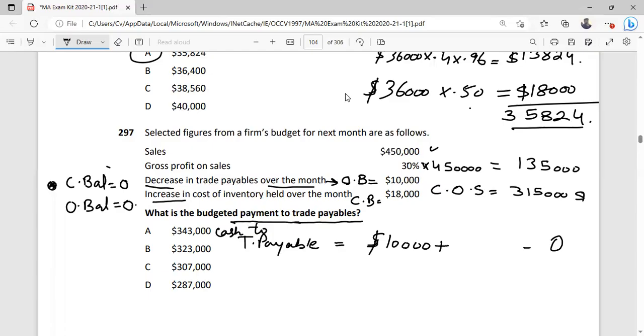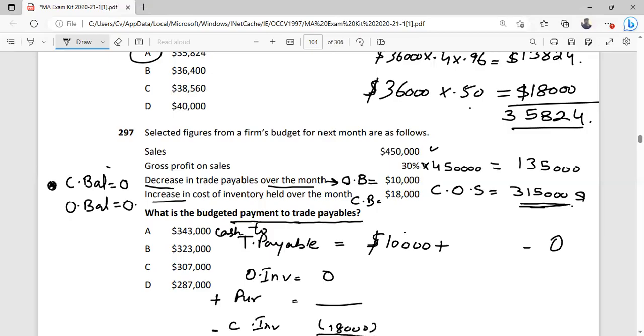Now we will calculate our purchases. To calculate purchases, we will use cost of sales. Cost of sales says what? Opening inventory, which is 0, plus purchases, missing, minus closing inventory 18,000, and cost of sales is what? Cost of sales is 315,000.